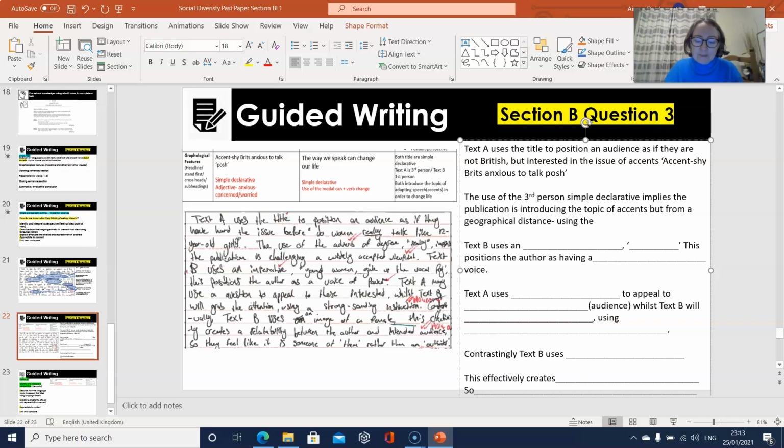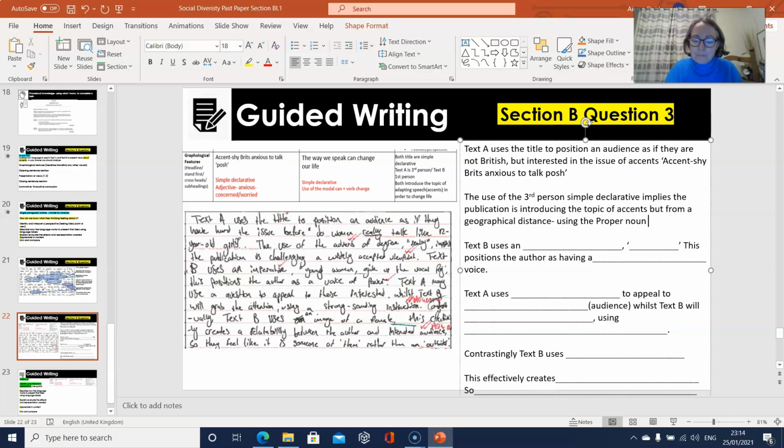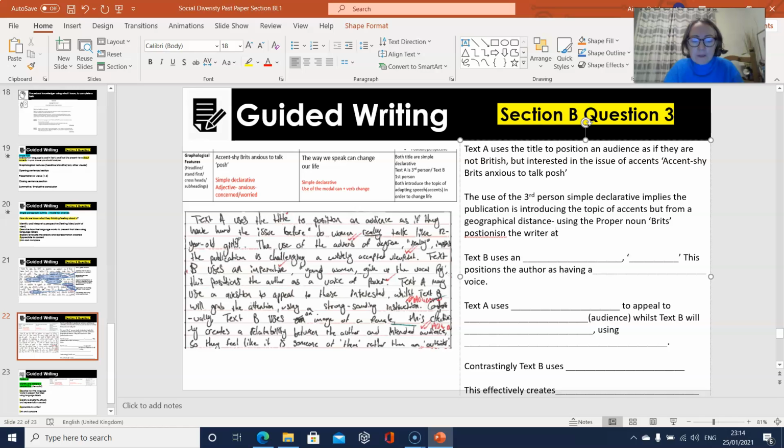Using the proper noun Brits introduces, positions the writer at a distance from Britain. Now, because I'm doing this quickly, like you would in an exam, I'm already overthinking, I don't like the wording of that sentence, but I'm going to come back. Now, remember, we're just modelling. This doesn't mean it's our final one.